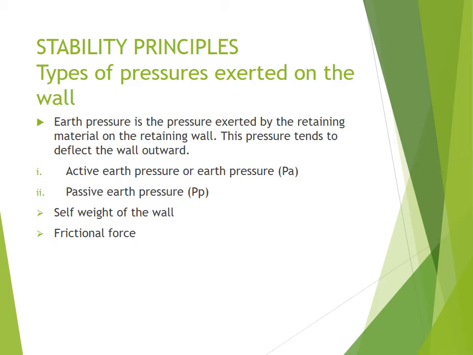So we are going to look at the types of pressures exerted on the wall. The first pressure is the earth pressure, which is exerted by the retaining materials on the wall. So we have 2 types of earth pressure. The first one is the active earth pressure.